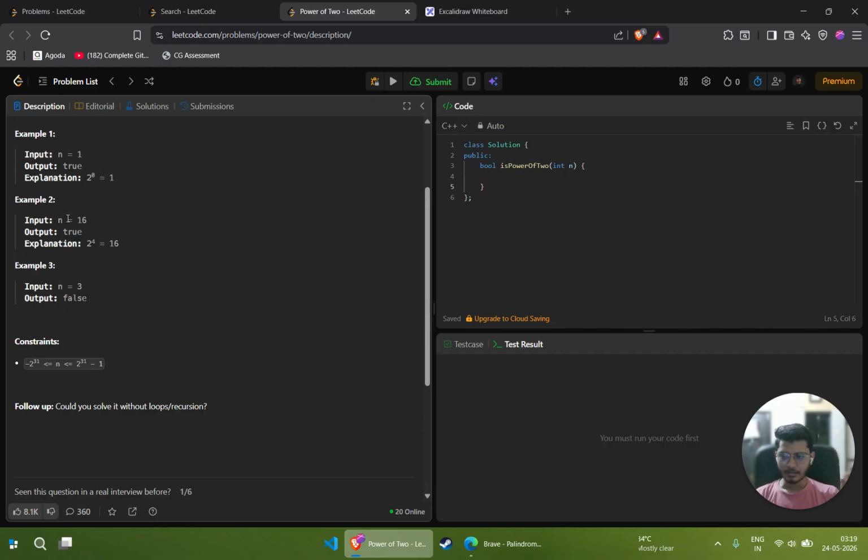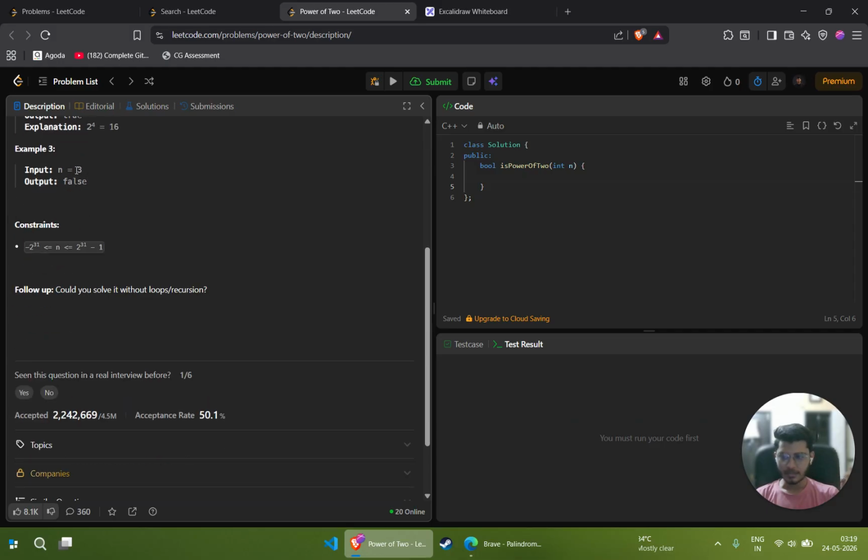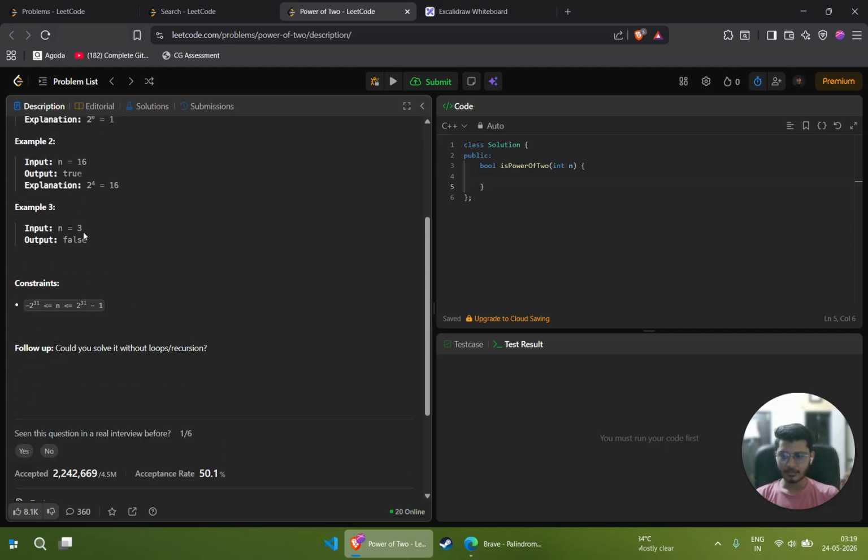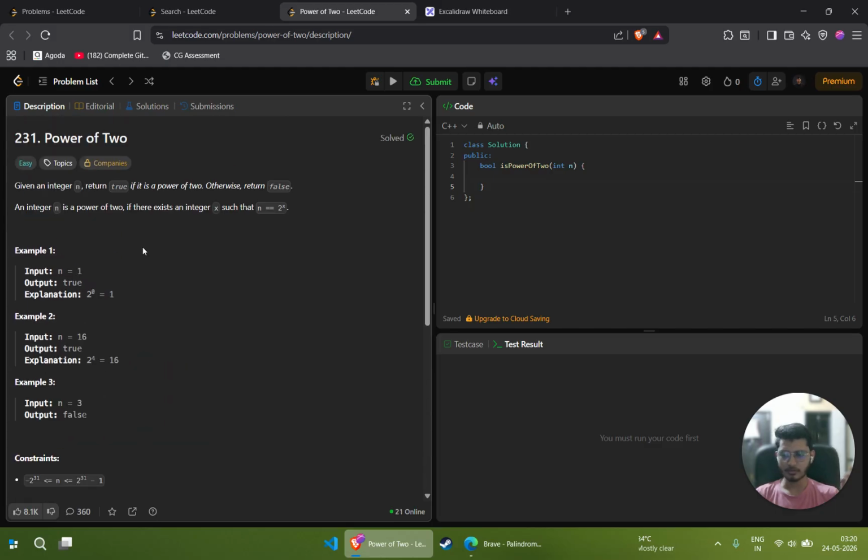Let's take a look at the examples. n is equal to 16. If we try to convert it into a power of 2, it is equal to 2 raised to 4. It is a power of 2. And n is equal to 3. As you can see, 3 is not divisible by 2, and nothing can be done to make it a power of 2. 3 is not a power of 2, as we know.